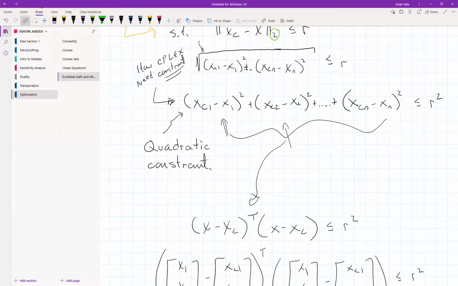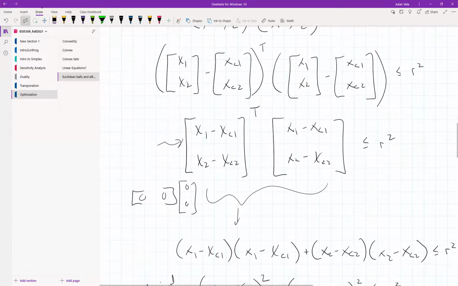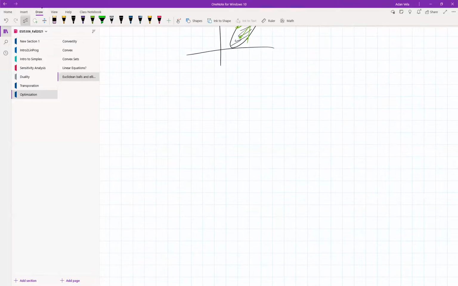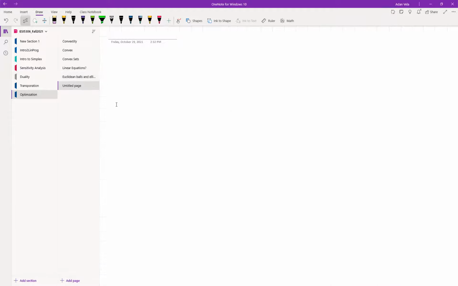But there are certainly other types of norms that we can use. And two of the more important norms that we're going to use are the L1 norm and the L infinity norm. So we can take other norms.